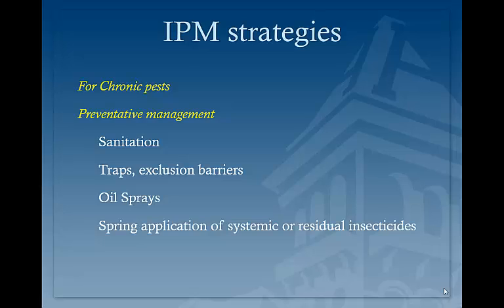Traps, exclusion barriers, using dormant oils and sprays, that can help out with some of these chronic pests for preventative management. And then spring applications of systemic insecticides or insecticides that have a residual. So for aphids, putting on some of those horticultural oils, that's helpful because you're suffocating some of those egg stages now, that way they're not flourishing later.